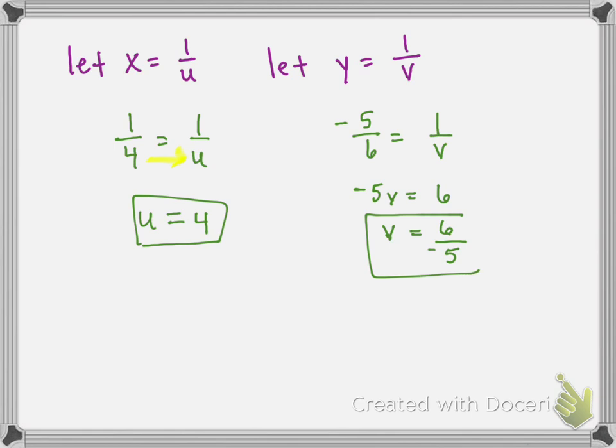Now how do I write this as a solution? Because this is not x, y. Well, we like to write them alphabetical. So A, B, C, D, E, F, G, H, I, J, K, L, M, N, P, Q, R, S, T, U, V. So it always goes U, then V. So my answer to this would be 4, negative 6/5.